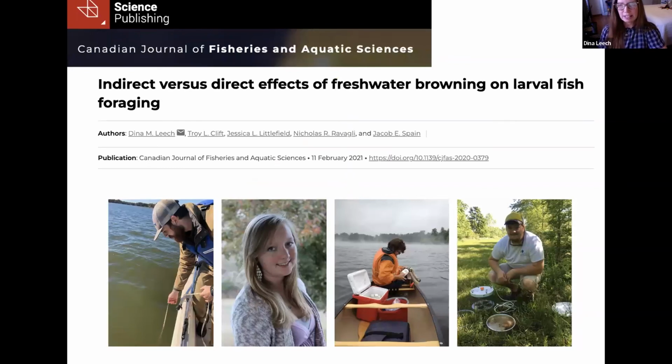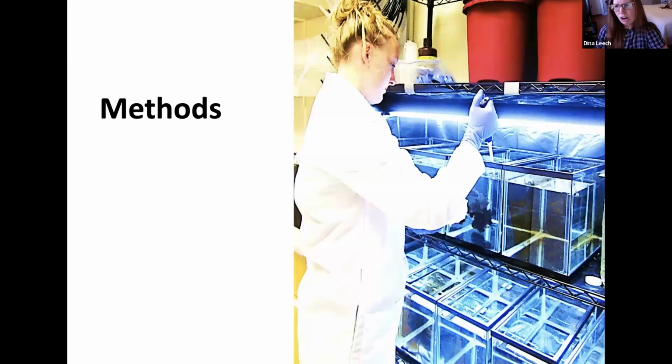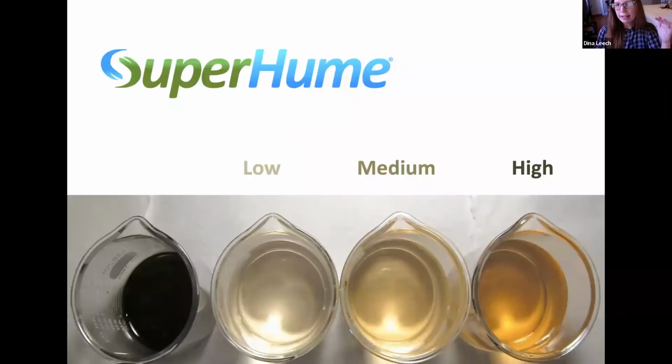In 2021, so the beginning of this year, my students and I, so this is Troy, Jessica, Nick, and Jacob, we published a paper presenting some of our results investigating this question. And what we've been doing for the past couple years now are some laboratory experiments where we set up tanks in the lab and we alter the color of the water by adding a commercial product called Superhume.